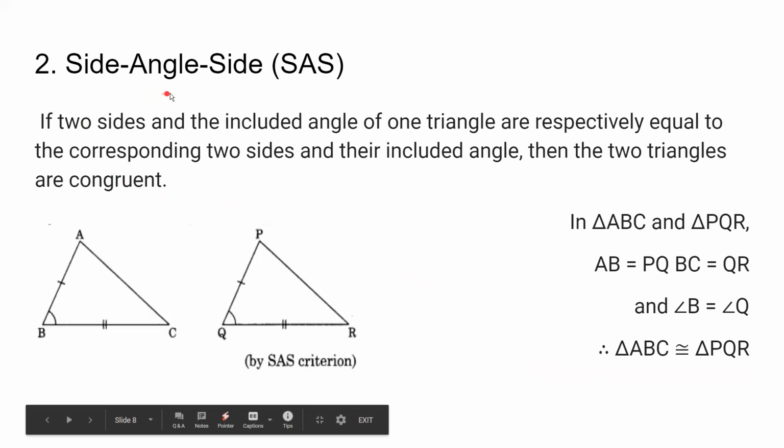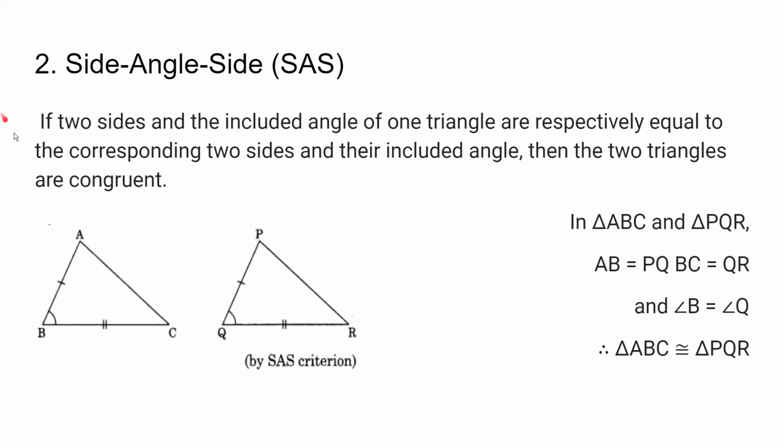Next is side, angle, side, SAS. Now, if two sides and the included angle, the angle also we are going to measure, are respectively equal, the corresponding two sides and their included angle, then the two triangles are congruent.